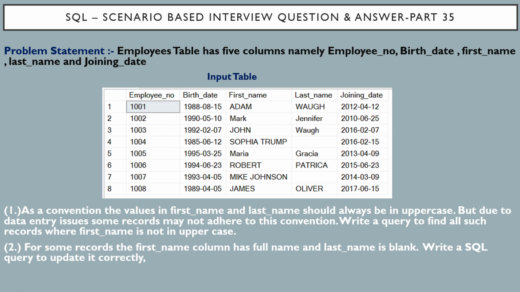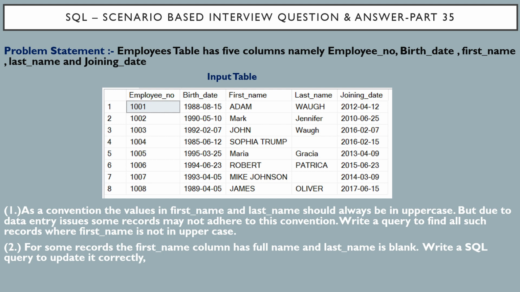In this video, I am going to discuss SQL scenario based interview question and answer part 35. First, the problem statement. Employee table over here is the input table and it has 5 columns, namely employee number, birth date, first name, last name and joining date.